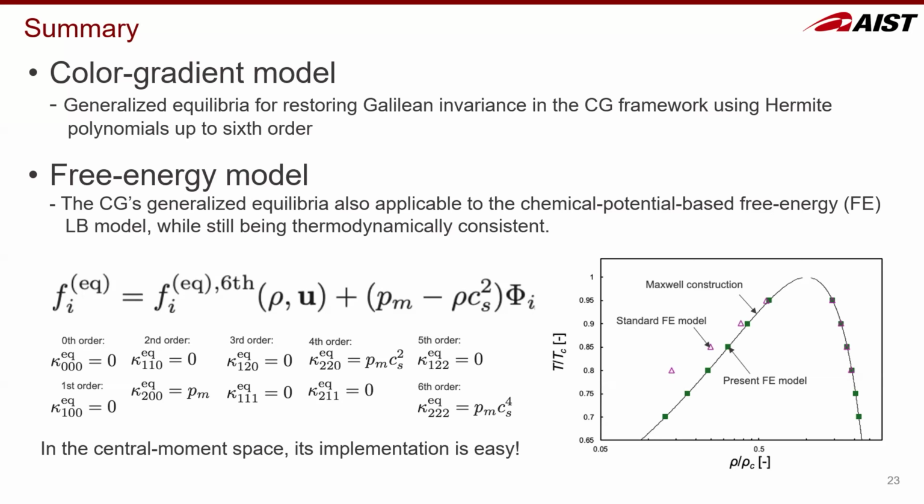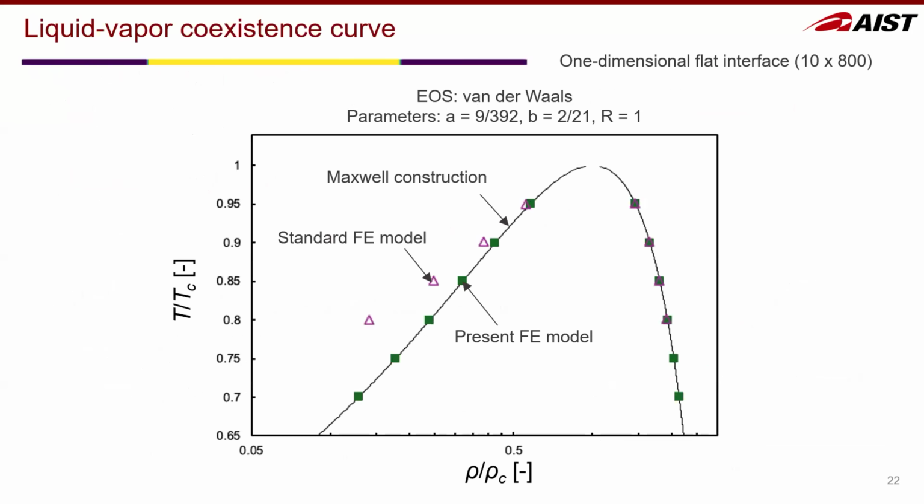What was the lowest reduced temperature that you were able to achieve, or did you have some limitation in terms of stability? Okay, for this case, it strongly depends on the parameter A, which affects the interface width, and we choose A as shown here, 9/392. In this case, the achievable reduced temperature is like here, 0.7. By using a more widened interface, a lower temperature should be possible, I guess.